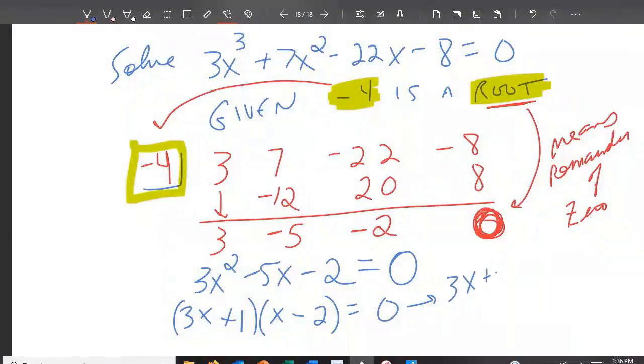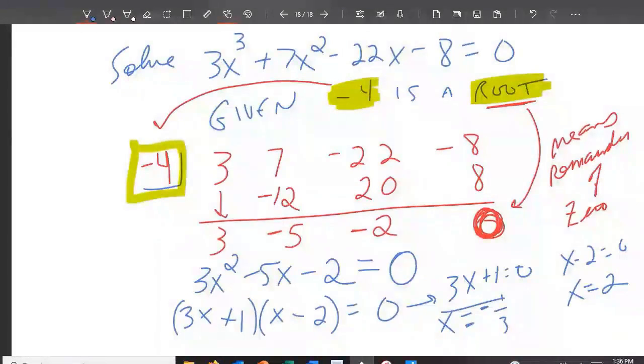Now we set them equal to 0. Just make sure you get the signs in the right spot. It's easy to mess up. And this will give me -1/3.